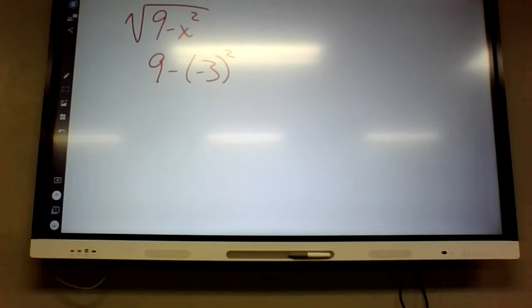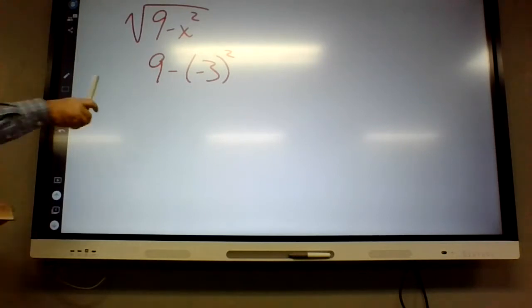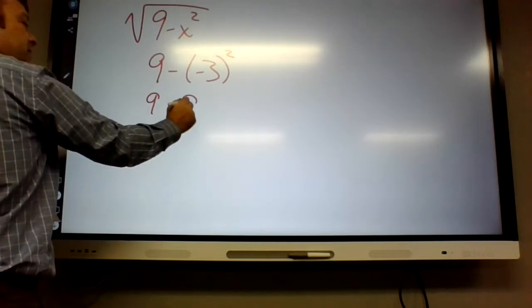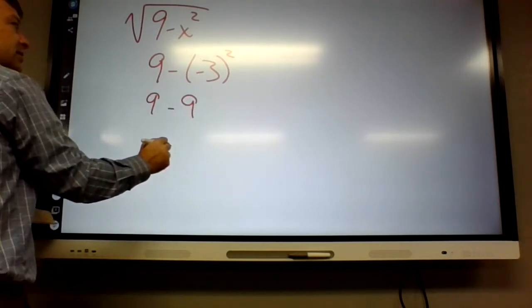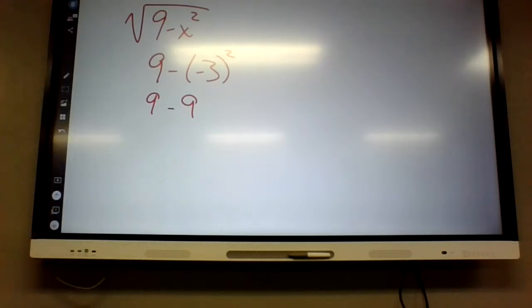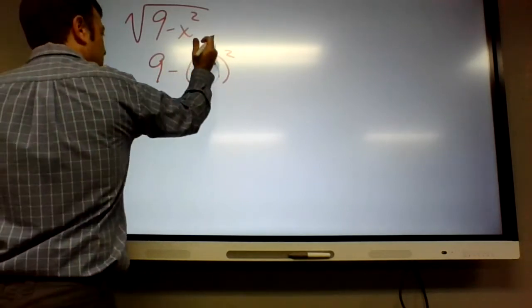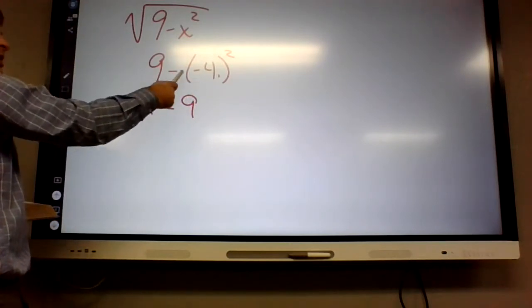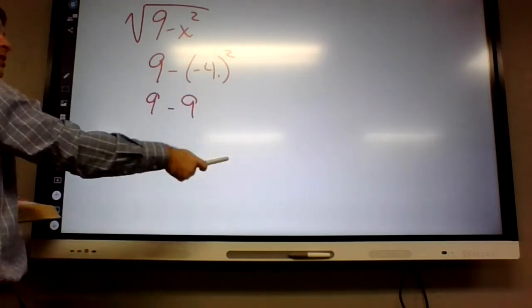Does that work? Yeah, you square the negative and it comes out as positive 9. So you'd have 9 minus 9, it's 0 again. So yeah, it does work. Would x equals negative 4 work? No. For the same reason 4 doesn't work, it would be 9 minus 16, which is negative.